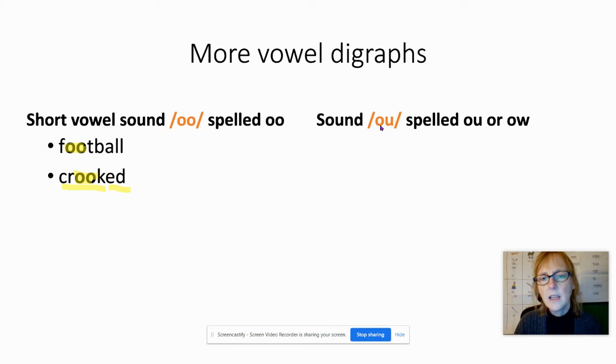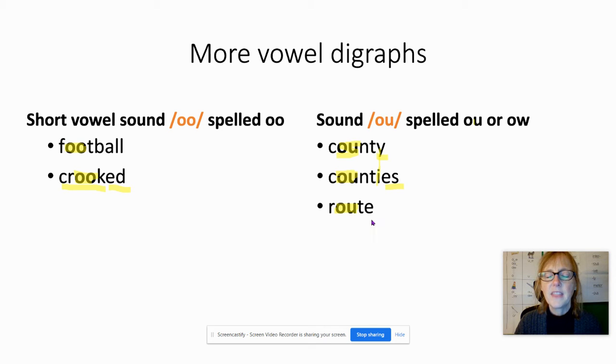Sound ow, like in ouch, she hurt her knee, is spelled either OU or OW, depending on the word. A lot of times OW is used at the end of a word and OU is used in the middle of a word. So we have county, long E sound spelled the Y here. County, we've got the OU sound here, or counties. You can see here's our ow sound, and here's our Y changes to an I, and then we add the ES. Route, that's the ow, the OU spelling there.